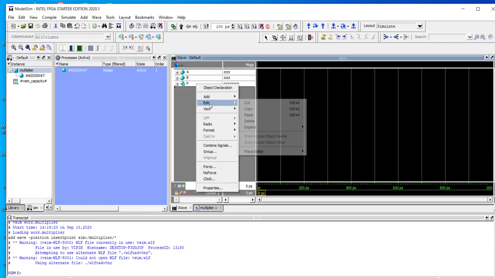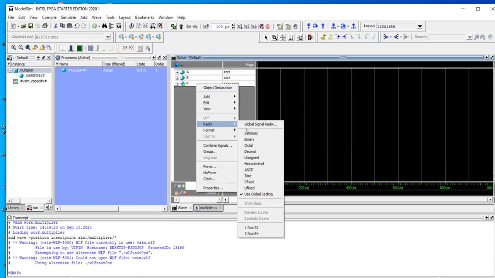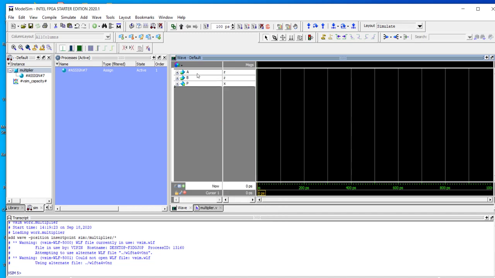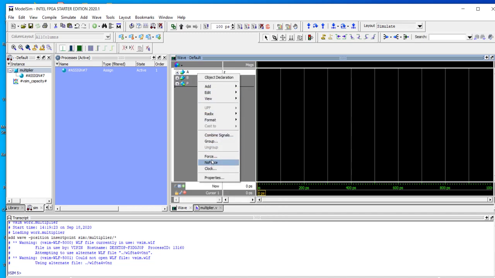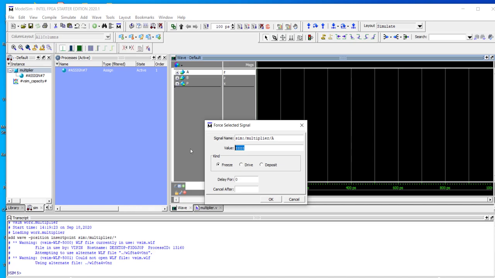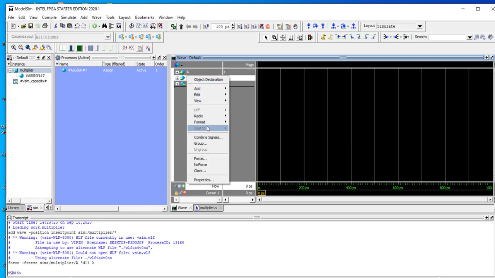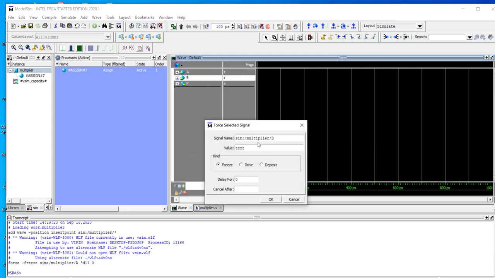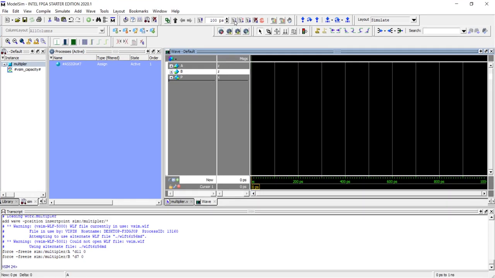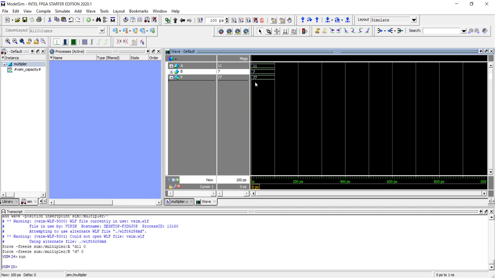Okay, we'll make all of them unsigned. And let's make A as some number. Let's take decimal 11 and B as decimal 7. The result is 77 as expected.